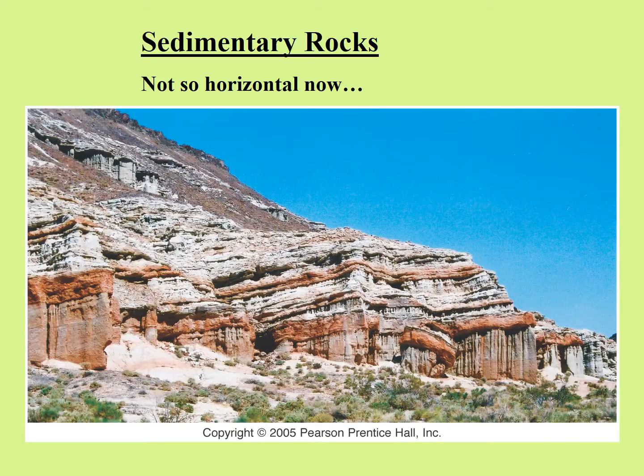We talked before about how we would expect sedimentary rocks to have been deposited in a horizontal orientation, but they can get tilted by subsequent tectonic processes, and here you see some examples of this type of tilting. They're not so horizontal now, but they probably were deposited in the horizontal position when they were first laid down.